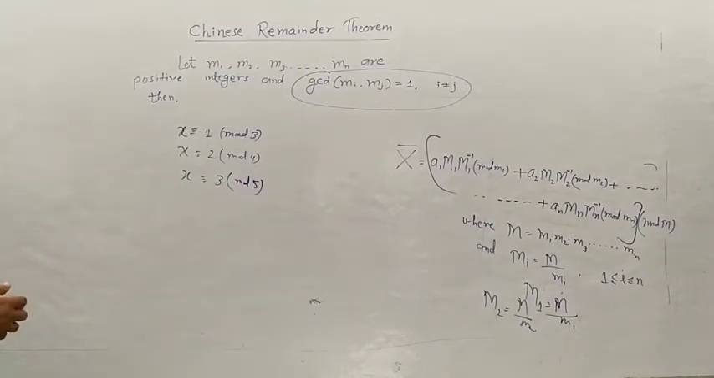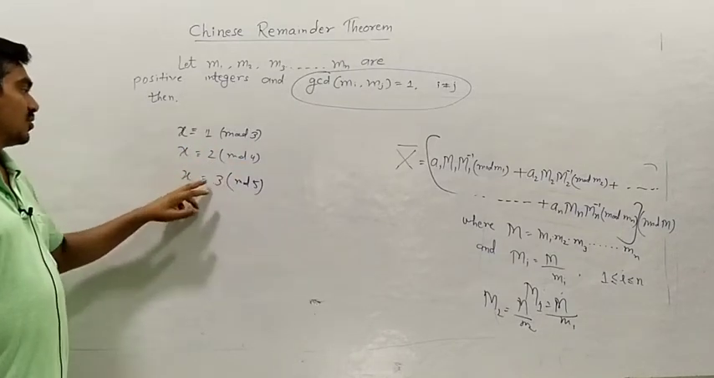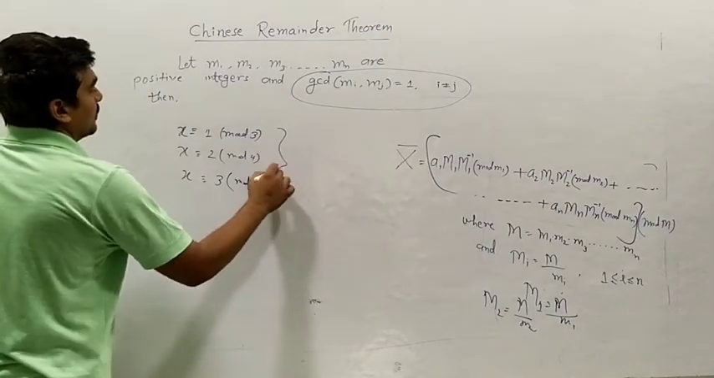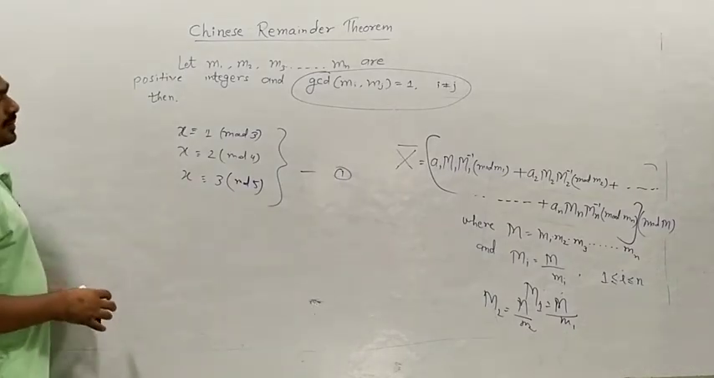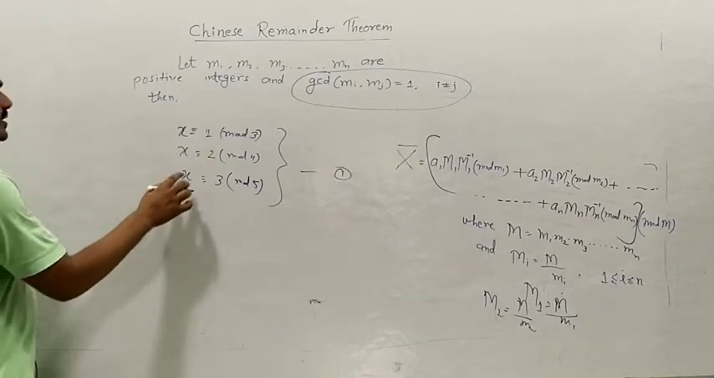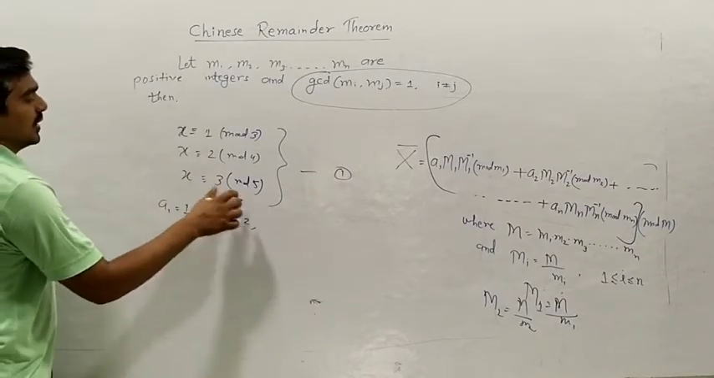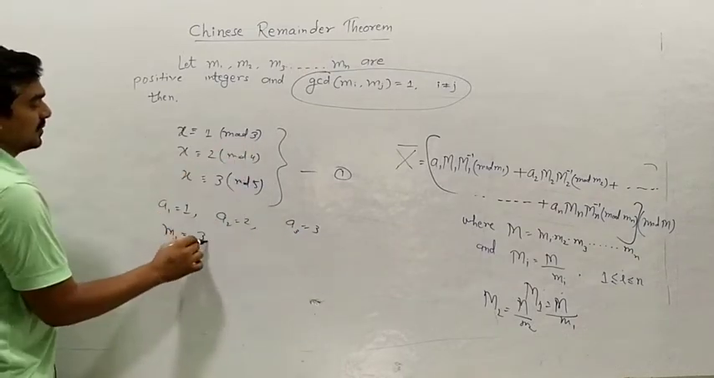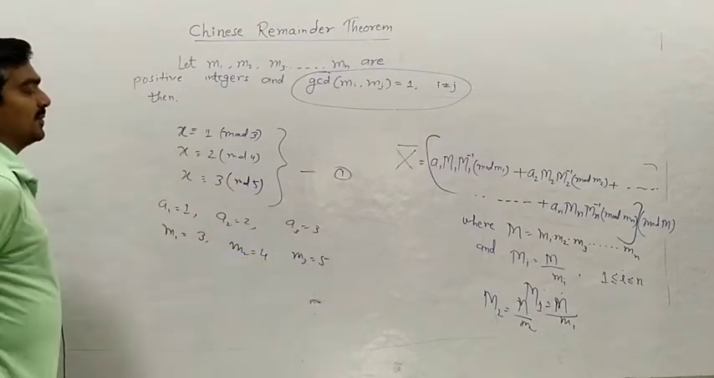Okay, x is congruent to 1 modulo 3, x is congruent to 2 modulo 4, x is congruent to 3 modulo 5. So we give this overall system equation number 1, and if we compare this system of equations to the general system, then we get a1 is equal to 1, a2 is equal to 2, a3 is equal to 3. Okay, what is small m1? That is 3, m2 is 4, m3 is 5.